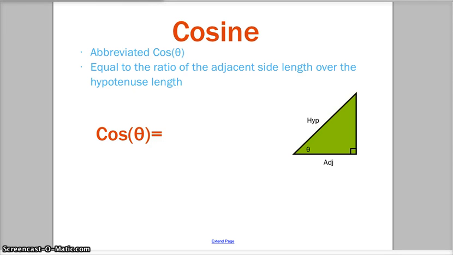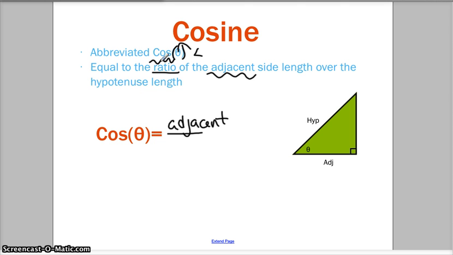All right, recording number 2 for trig functions. We already dealt with sine, now we're going to deal with cosine. The abbreviation is COS, and it's always of an angle measurement. This is equal to the ratio, it's a fraction, of the adjacent side over the length of the hypotenuse.